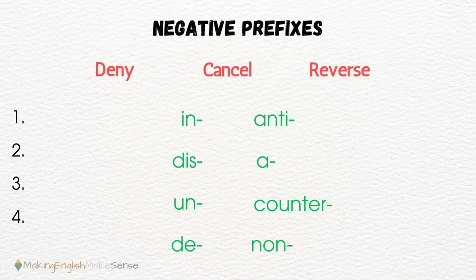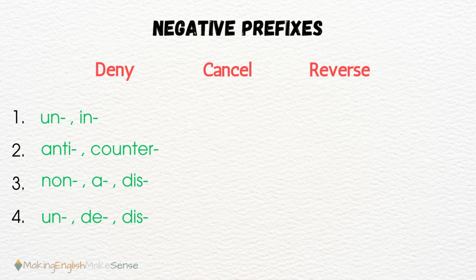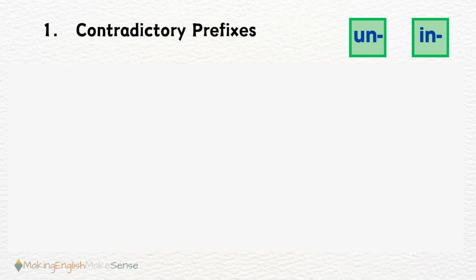There are 4 different categories of negative prefixes that we'll go over today. And it's easiest to learn and understand prefixes if we think about the words or phrases that they are replacing in a sentence. So that's how we'll separate them. Let's take a look at our first category of negative prefixes called contradictory prefixes. Un and in are 2 prefixes in this category.